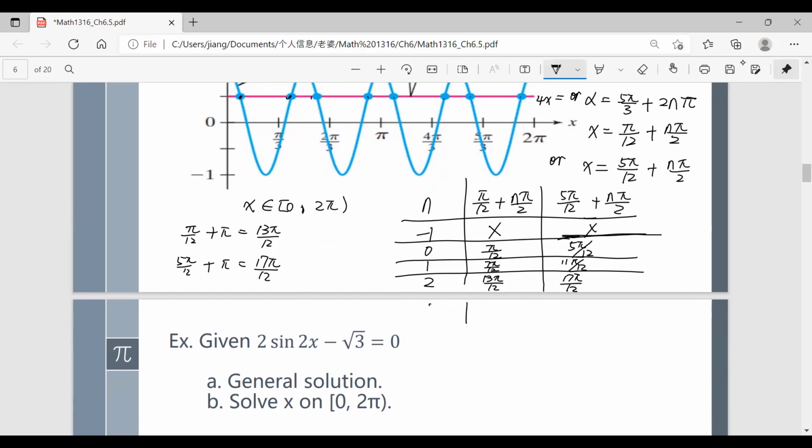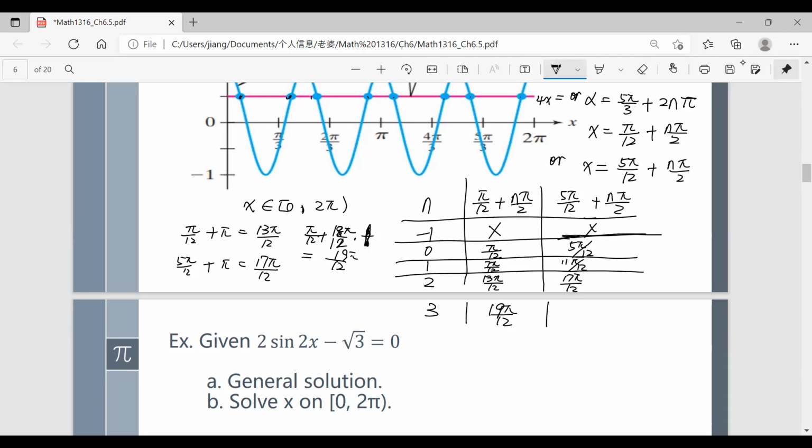Let's try another one, 3. So if n equals 3, so pi over 12 plus 3 pi over 2. So multiply by 6 upside down. So this one is 12, 18. So this one is pi plus 18, that's 19 pi. Yes, it's still in the domain. 19 pi over 12. Well, we have so many points.